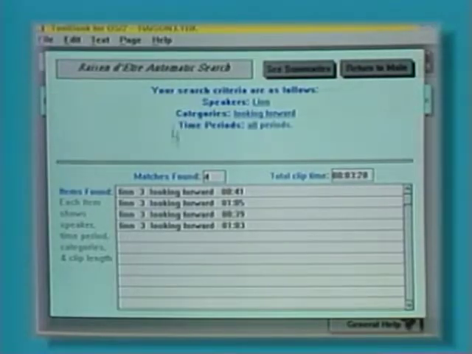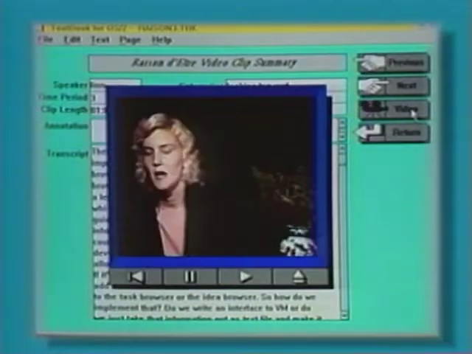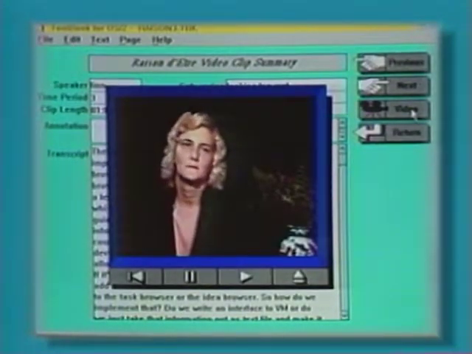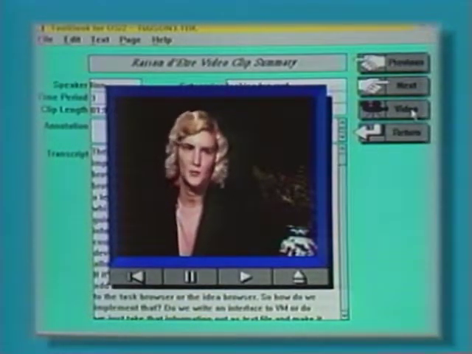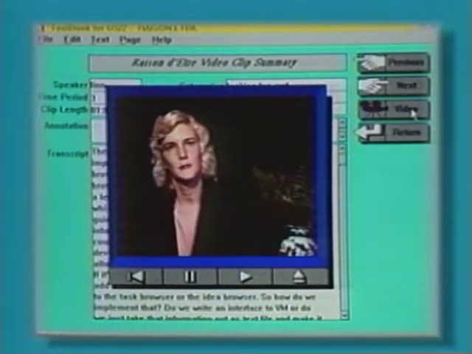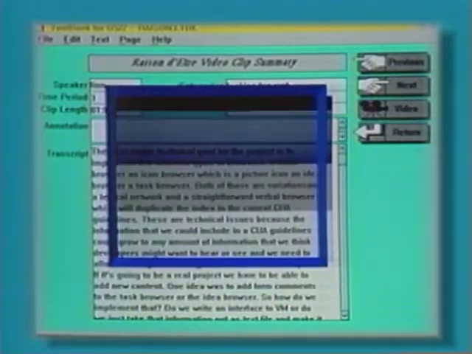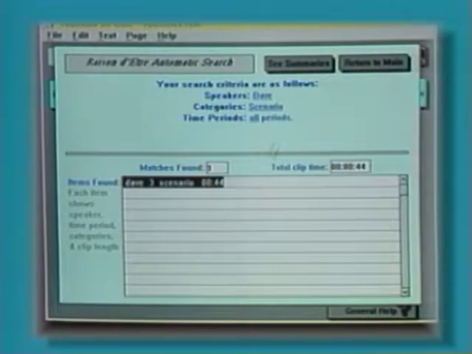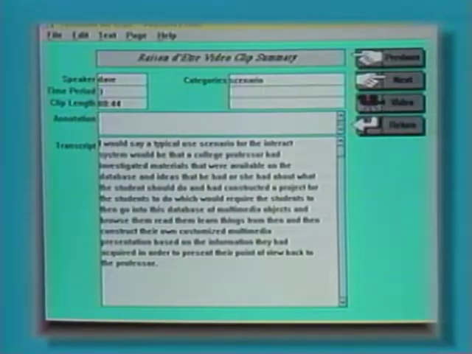By choosing one or more icons, we are choosing a set of video clips which illustrate, for example, Lynn Mark's view of the future. The next major technical goal for the project is to implement 5 different types of browsers. Notice that the video is surrounded by a frame of the same color as that representing the interview time in the timeline. This border, along with the interview setting, makes it easy for the viewer to tell when the comment was recorded. We can also query the system for a particular issue, such as scenario.